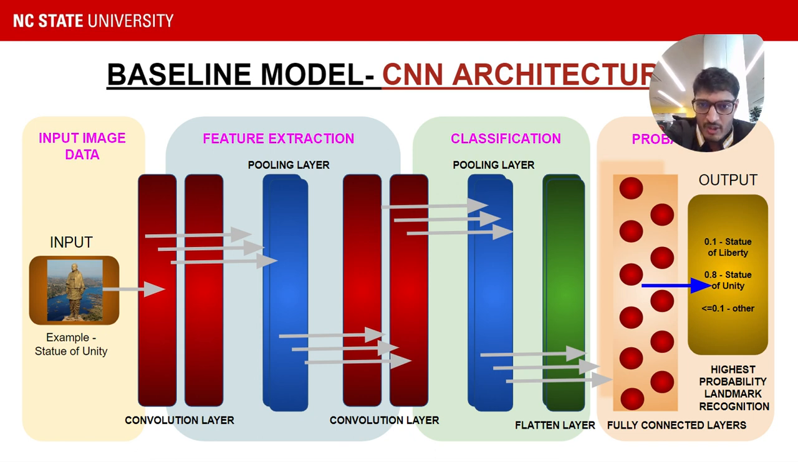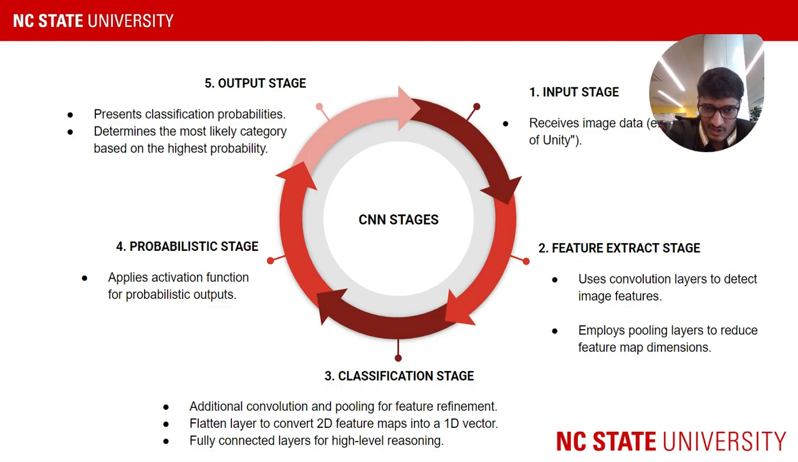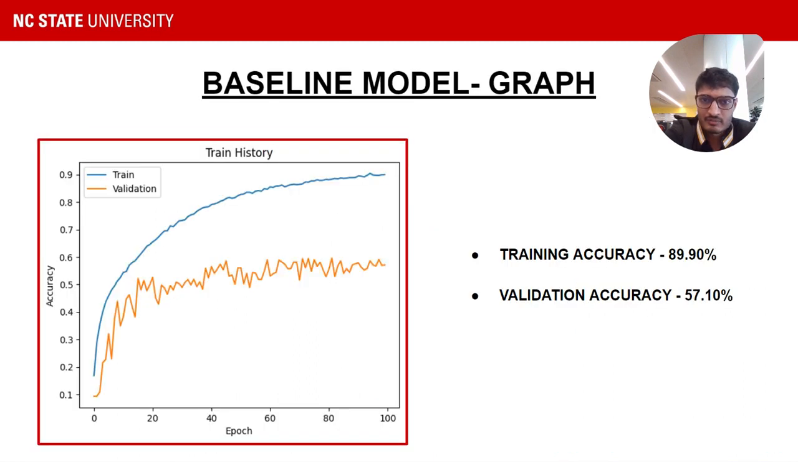We take an input image. It goes through a feature extraction layer, which consists of convolution and pooling layers. It then goes to the classification layer, which flattens the input data. And lastly, we identify the output through probabilistic layers. This is how the stages in CNN look. As you can see, the input layer is an image, the feature extraction stage contains image features, and the classification, probabilistic, and output stages come later on.